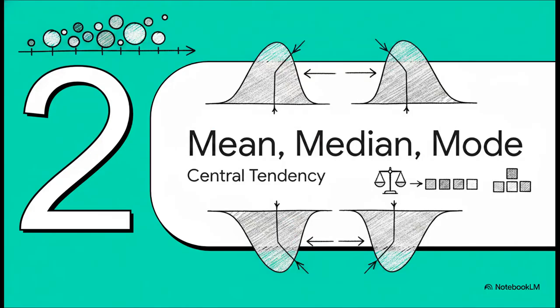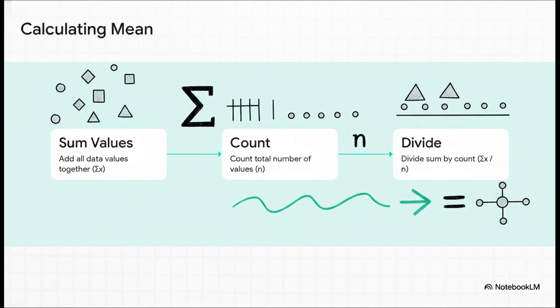Section 2, mean, median, and mode, the measures of central tendency. Now that our data is nicely organized, let's explore our big 3 measures to find the mathematical center, or the typical value, of our dataset. First up, we've got the mean. When most people use the word average, this is exactly what they're talking about. And the math here is beautifully simple.